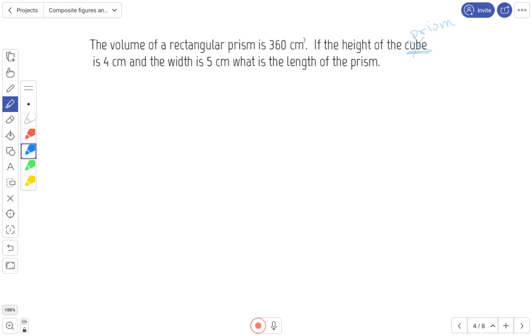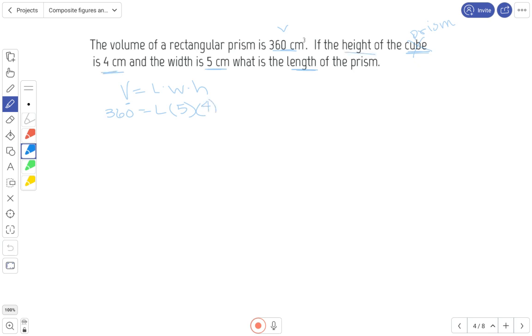Like I said, the first thing that we want to do is write the formula. So volume of a rectangular prism is length times width times height. I'm going to plug in what I know. I know the volume is 360, so I'm going to put that in for V. I don't know what the length is, so I'll leave that as L. I am then going to plug in the width of 5, and the height is 4.